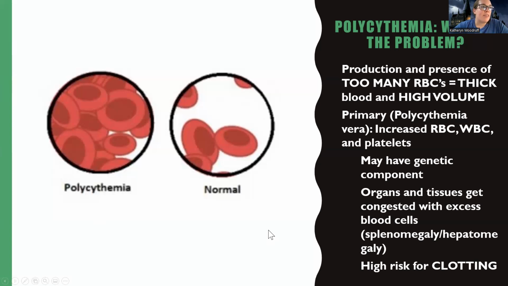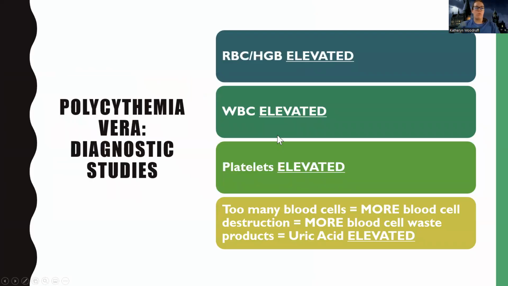And just because I have a lot of cells doesn't mean things are going well. So let's get a little bit more into this. Just like with aplastic anemia, where everything was low, for polycythemia everything is high. My red blood cells and hemoglobin are up. White blood cell count is up. Platelets are elevated.